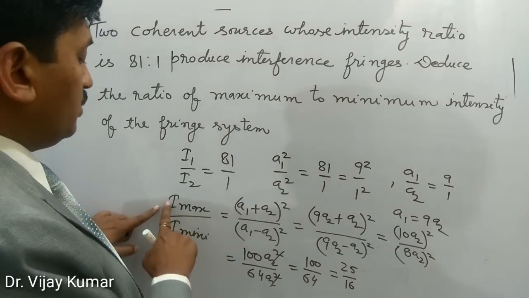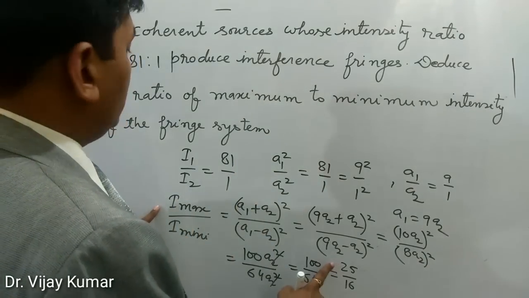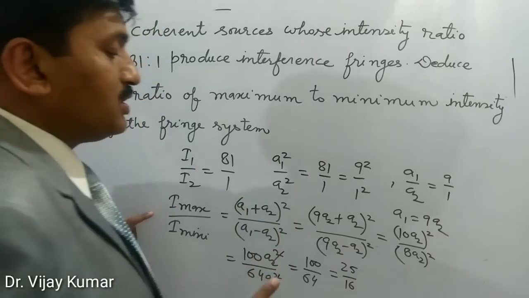The ratio of maximum to minimum intensity in this fringe system should be 25 to 16.